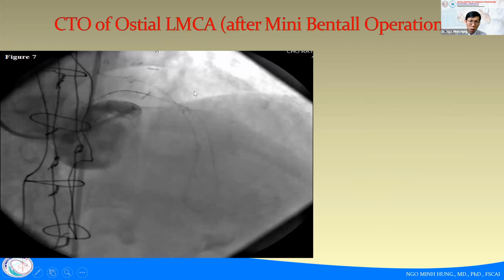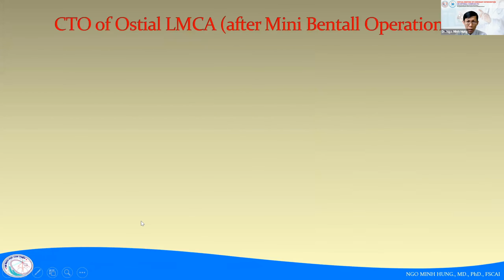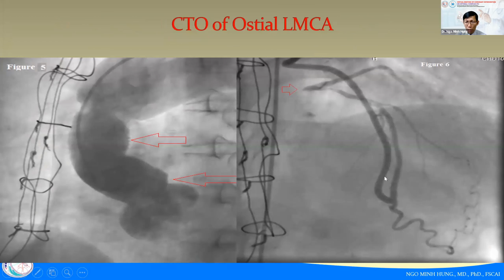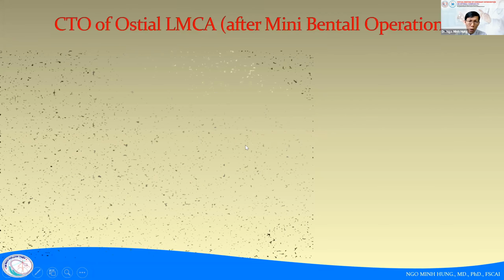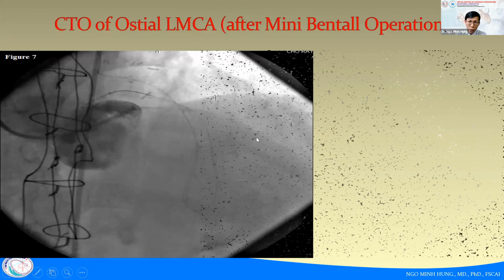So we have to go from the... I go back for you. They put the 700 band for the LAD only, and they kept the left main for the circumflex perfusion. But now the patient's left main is stuck, so the patient developed chest pain. So the patient came to the cath lab with that symptom.